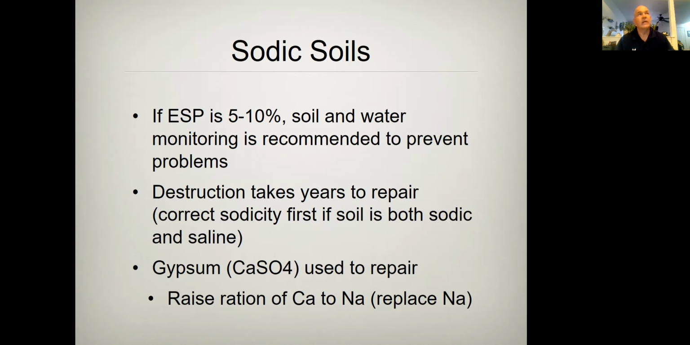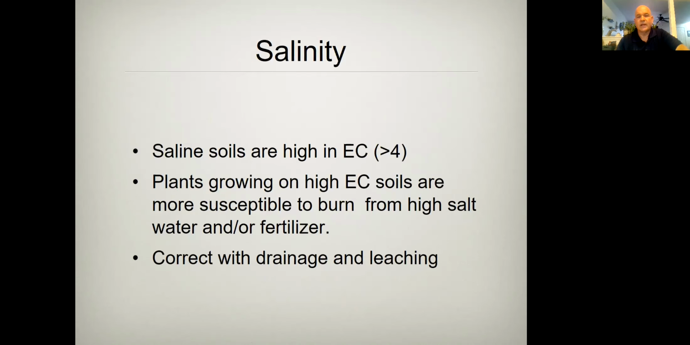The idea is that we want to increase the amount of calcium relative to sodium in order to prevent the problem, or in order to correct it. Salinity, again, is salts, and it desiccates the plants. You get so many salts that the salts have an affinity for the water, and it prevents the plants from taking up the water. And so you can have a lot of water, but plants are dying of thirst.